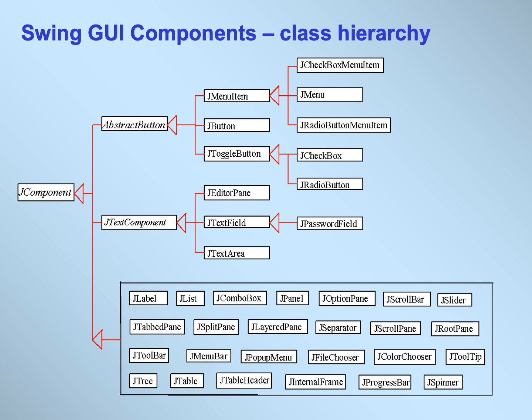Swing GUI Components, the class hierarchy. So over here, we can see what is contained inside the Swing components. For example, over here, we have JLabel, JComboBox, JPanel, JButton, and many more.